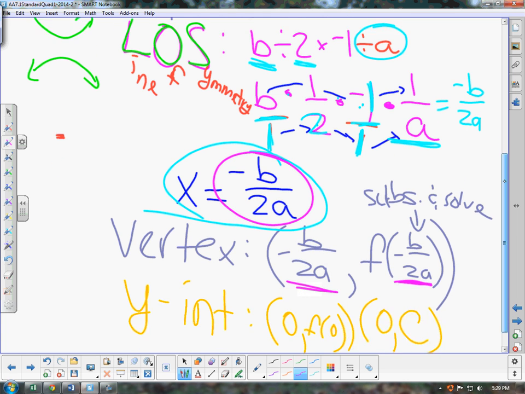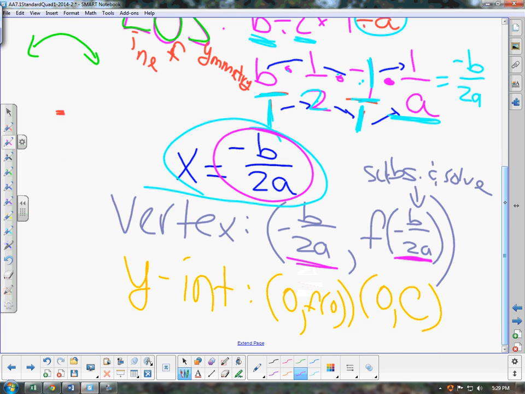And then finally, the other thing that you can find very easily in this particular case, and I'm going to get rid of that because you really don't need to know. Anytime you have to find the y-intercept of any type of equation, all you have to do is substitute 0 into the equation, and then you get what the y-intercept is.